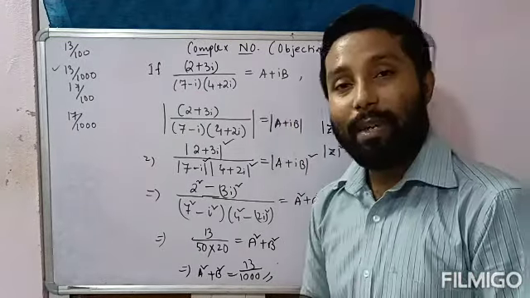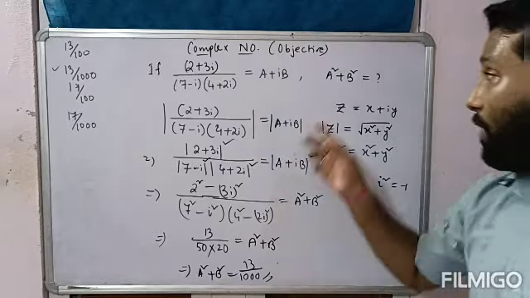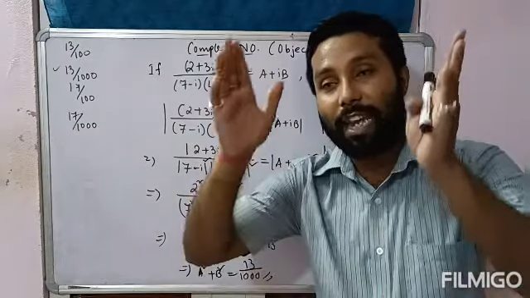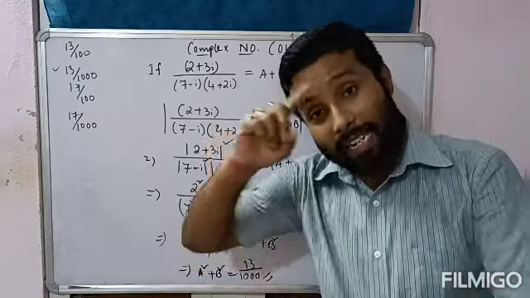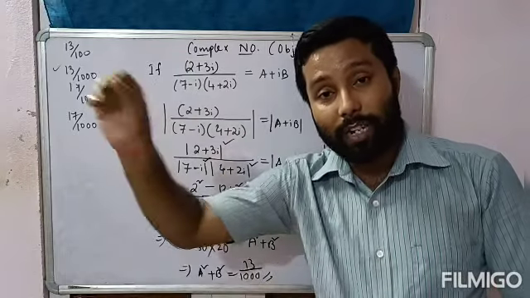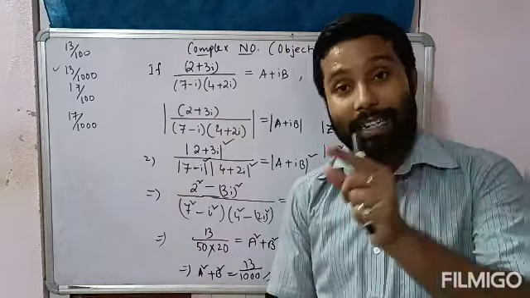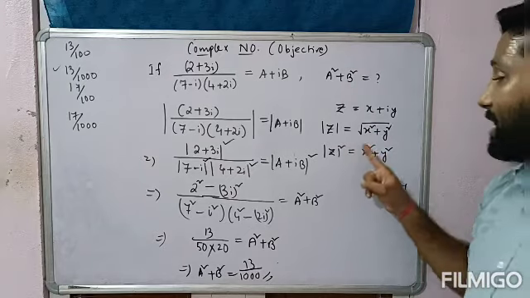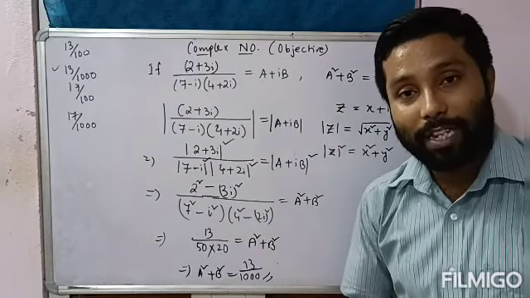Since if a plus ib is given in the question and you are asked to find a square plus b square, then just take modulus on both sides. And after taking modulus, in the next step, don't forget to square. Square करना पड़ेगा, because modulus of z square का value ही x square plus y square है.